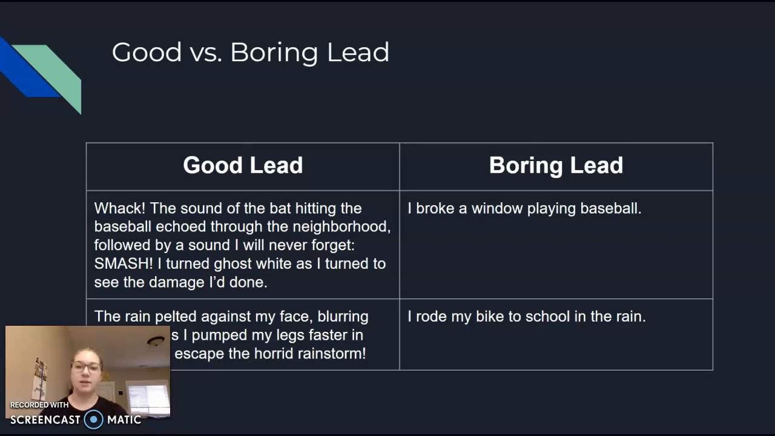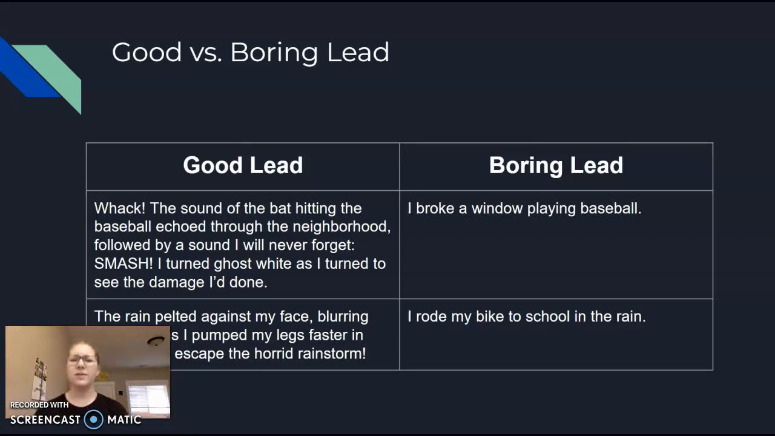Whereas a good lead, an example would be: Whack. The sound of the bat hitting the baseball echoed through the neighborhood, followed by a sound I will never forget. Smash! I turned ghost white as I turned to see the damage I'd done. And immediately, you want to keep reading because of the imagery, because of the emotion, because of all sorts of things. Whereas, like I said, I broke a window playing baseball doesn't give much lead in.